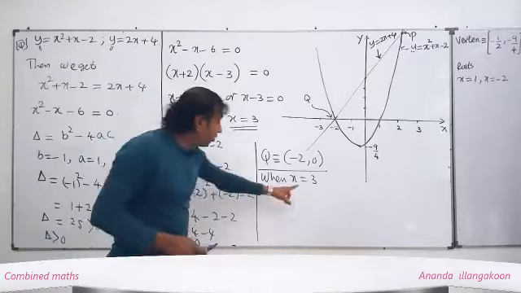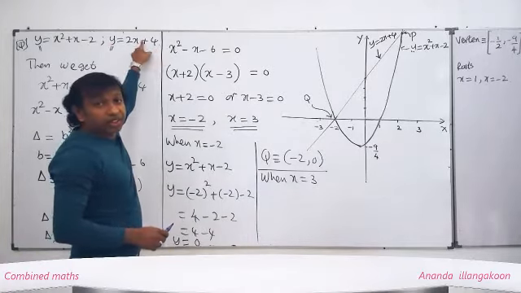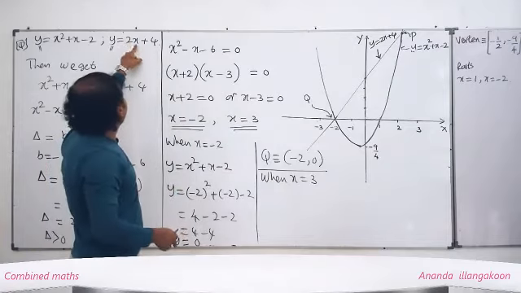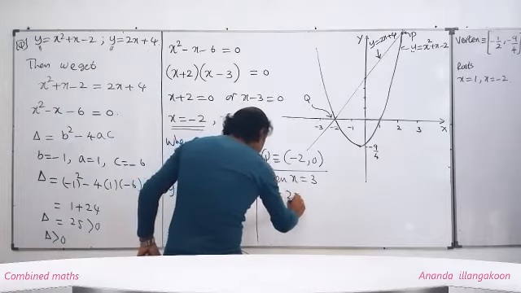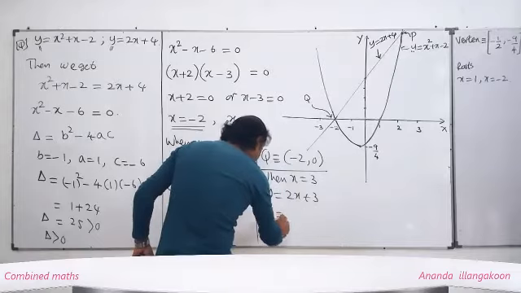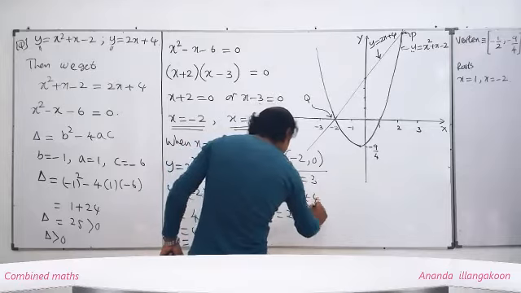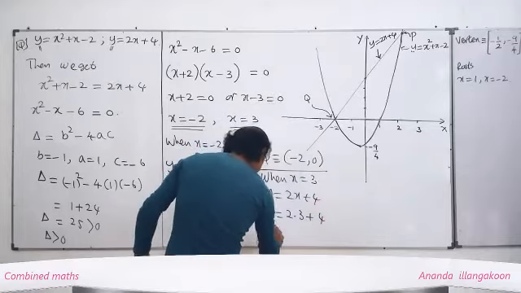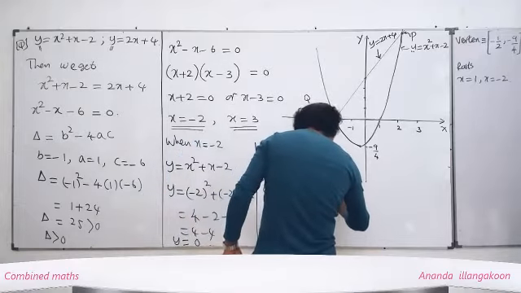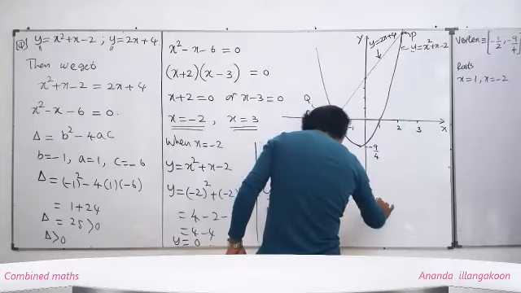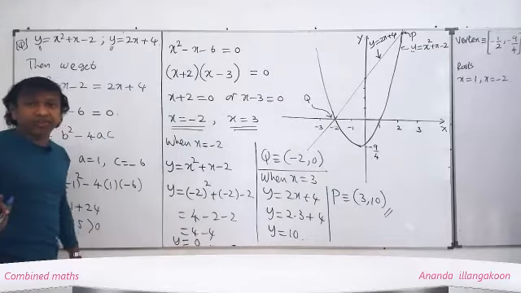So when x equals 3, I'm going to use this equation. Very easily, put in 3 here. When you put x equals 3, 2 into 3 is 6, 6 plus 4 is 10. y is 10. Then we get point P as (3, 10). Up to here, I think you can manage very easily.